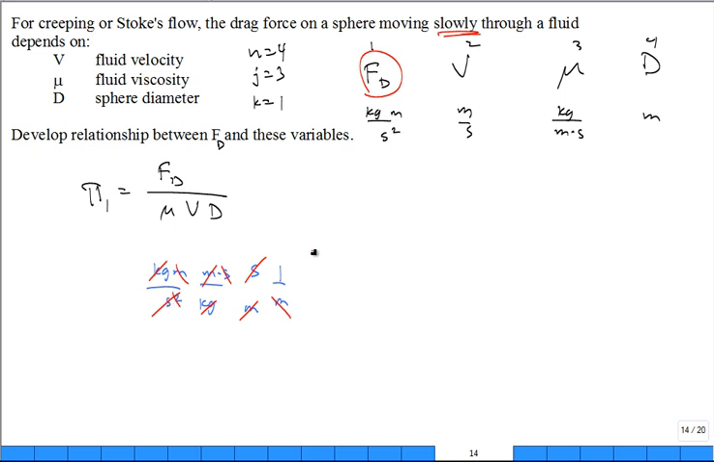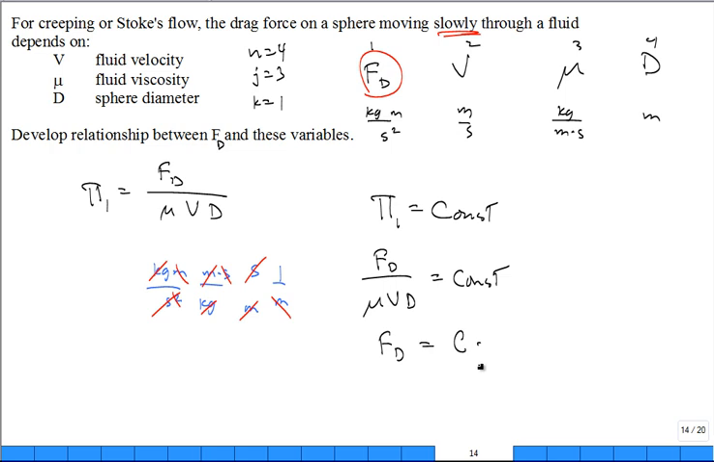Now, what does this say? It says that the pi group is equal to a constant, which says that the drag force divided by mu Vd is equal to a constant, which says that the drag force is equal to some constant times mu times V times D for Stokes flow or creeping flow.